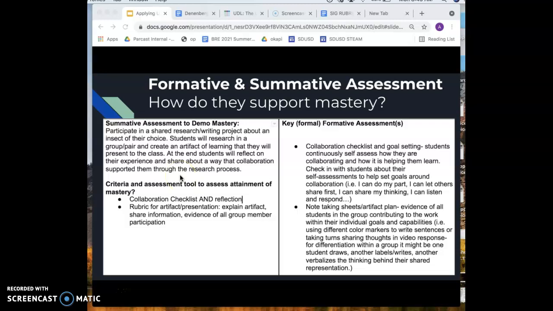The big piece that will show mastery in the summative assessment is as students go through their final collaboration checklist and reflection, where they will highlight and reflect upon the collaboration skills that they feel they employed throughout the unit, and reflect on a way that collaboration helps support their learning. This will demonstrate mastery because, again, it guides the student focus to the collaborative skills instead of the content understandings about the different insects that they will be researching.